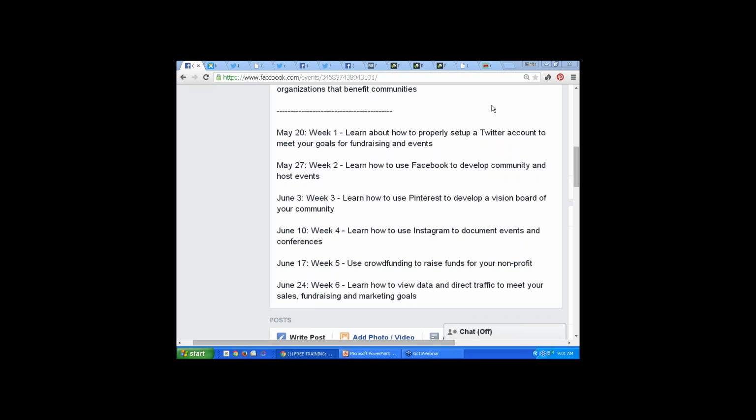Week 3, we're focused on Pinterest. Some people don't even know what Pinterest is. It is really a type of vision board. It's a digital vision board. So Pinterest is really effective for inspiration, for ideas, and for highlighting a visual story of the types of communities that you're trying to develop or help. So it gives people another viewpoint other than words, other than events. It gives them an idea of what they aspire to be.